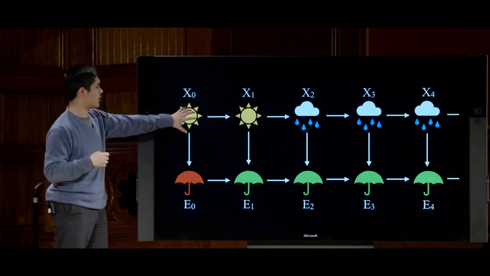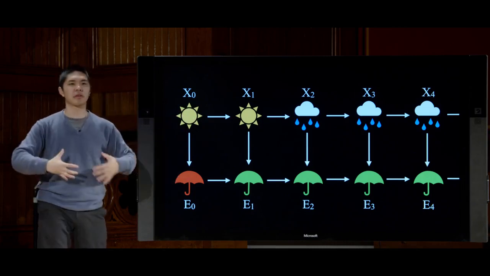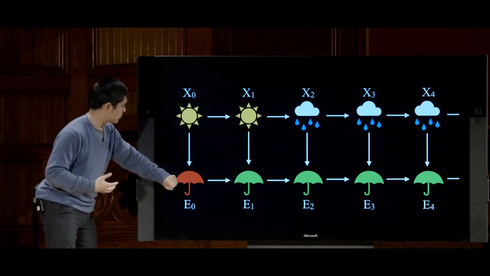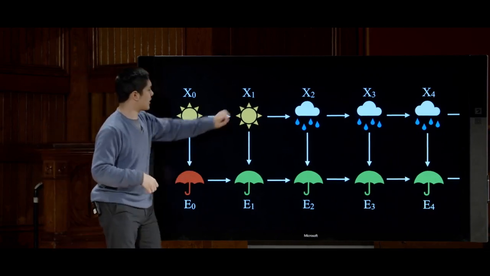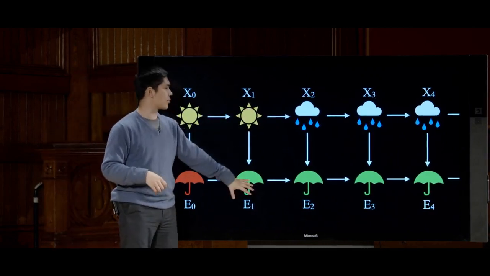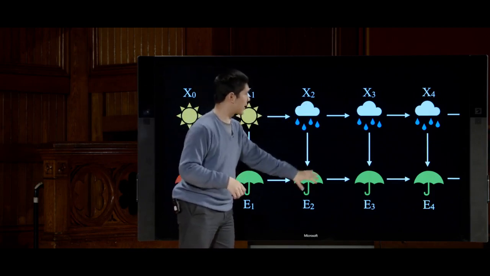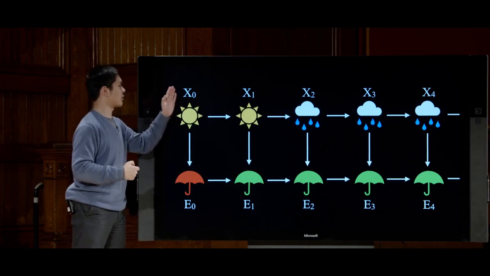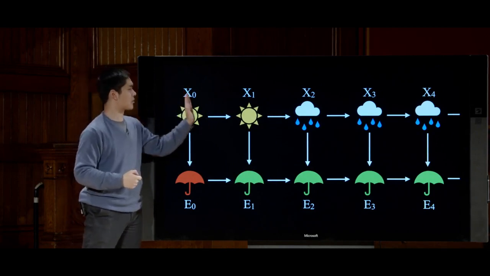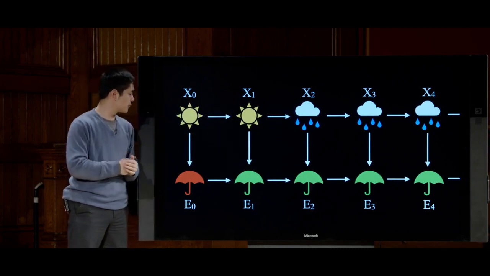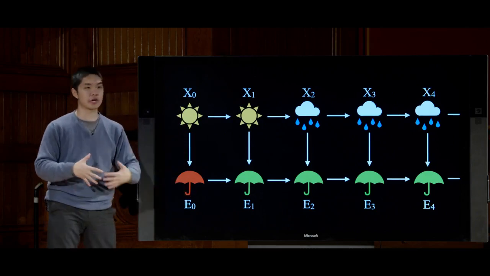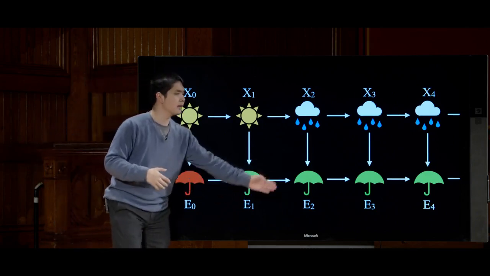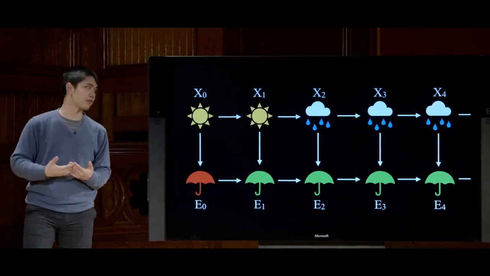But each of these states produces an emission, an observation that I see: on this day it was sunny and people didn't bring umbrellas, and on this day it was sunny, but people did bring umbrellas, and on this day it was raining and people did bring umbrellas, and so on and so forth. And so each of these underlying states, represented by x sub t, for x sub 0, 1, 2, and so on, produces some sort of observation or emission, which is what the E stands for: E sub 0, E sub 1, E sub 2, and so on.